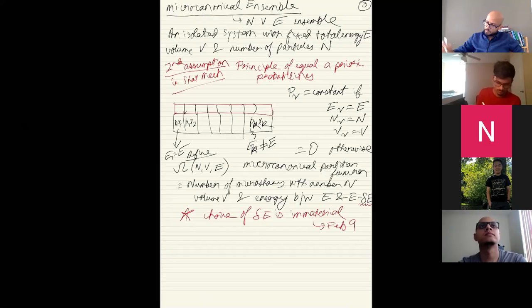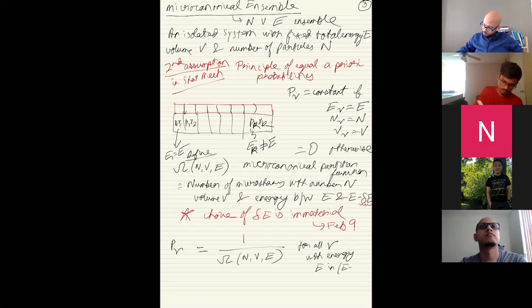So given this, we can now write down our P nu more exactly. We can say that P nu is equal to 1 over omega of N, V, E for all nu with energy E in this interval, E minus delta E to E, and 0 otherwise.